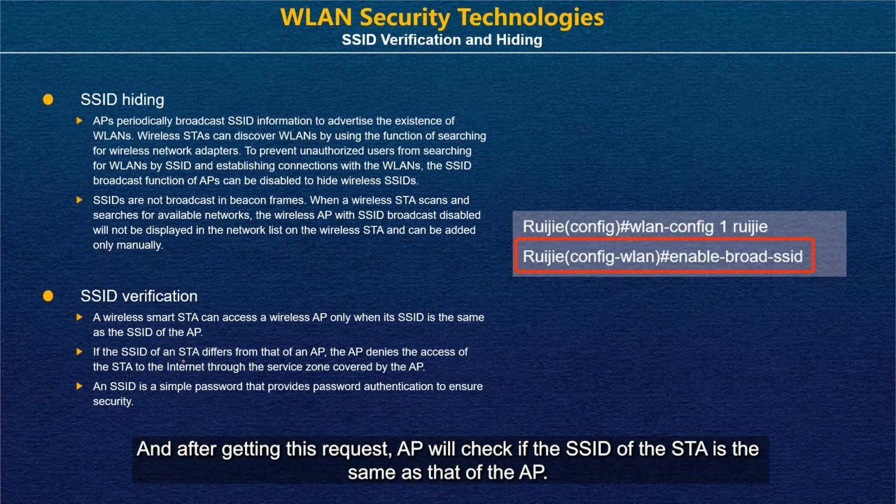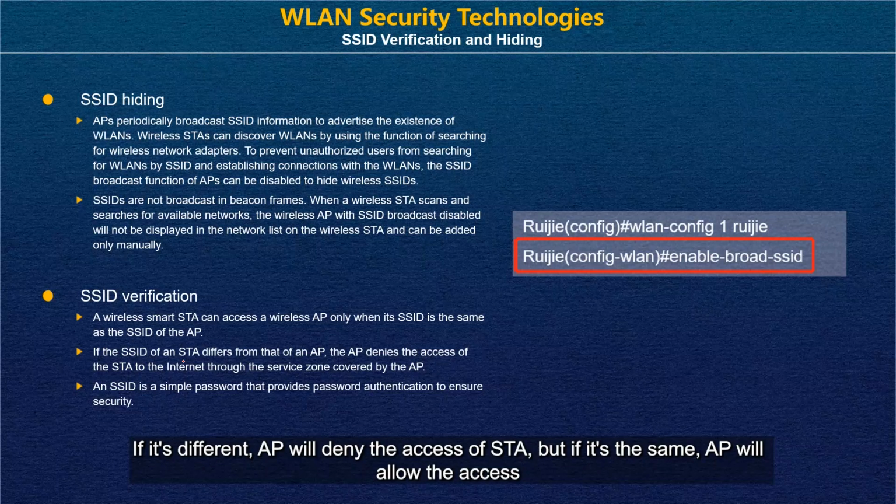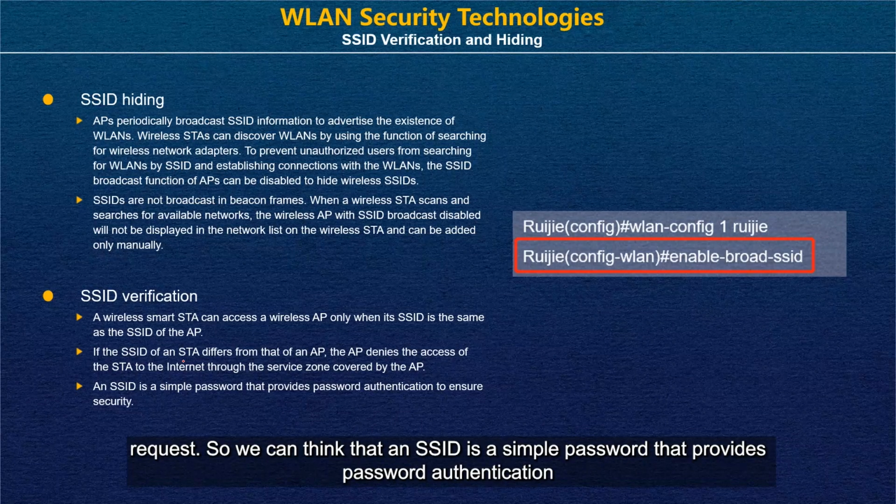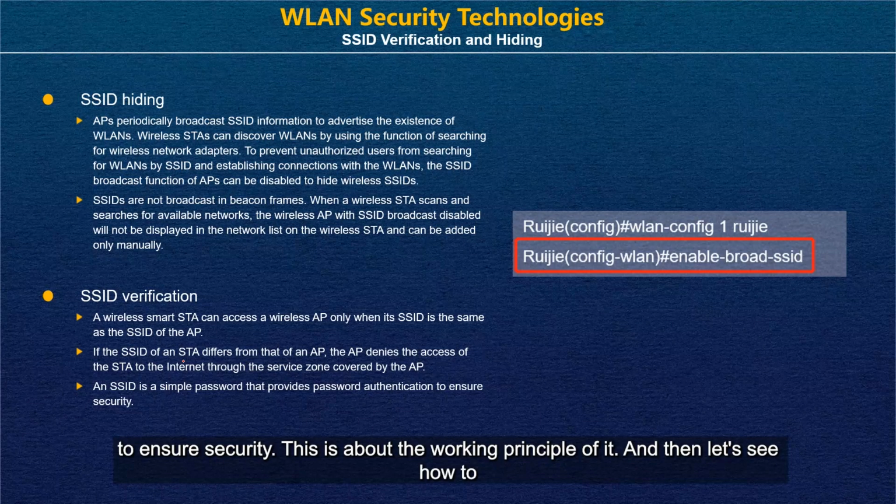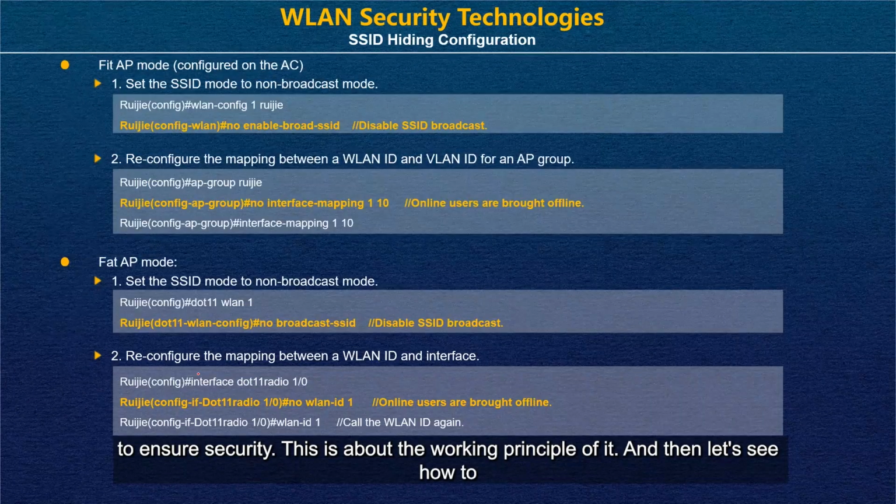After getting this request, the AP will check if the SSID of the STA is the same as that of the AP. If it's different, the AP will deny the access of the STA. But if it's the same, the AP will allow the access request. So we can think of an SSID as a simple password that provides password authentication to ensure security. This is the working principle of it.